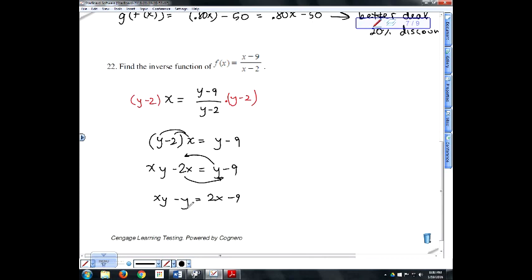Now on the left side, both terms have a y as a common factor, so factor it out. And now I have a single y. Here I had two y's, now I've got a single y. But the y is multiplying x minus 1, so I need to divide by x minus 1. And now we have y by itself, so that's the inverse. F inverse is 2x minus 9 over x minus 1.